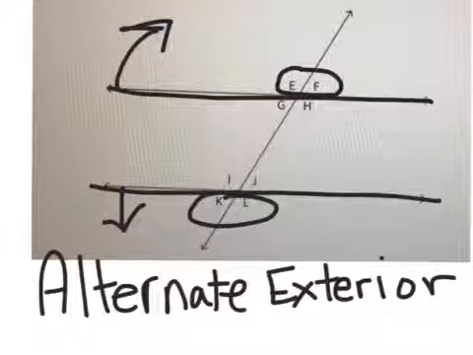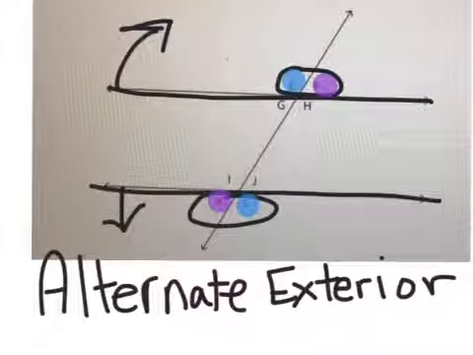And if I'm talking about alternate exterior, and I choose E, the one that's alternate to it, it's across the line on the other side, is L. And if I talk about F, the alternate exterior to F would be K. And again, those pairs of angles, F and K, and E and L, are congruent, exactly the same measure. If you look at E and L, they are both obtuse angles, and F and K are both acute angles.